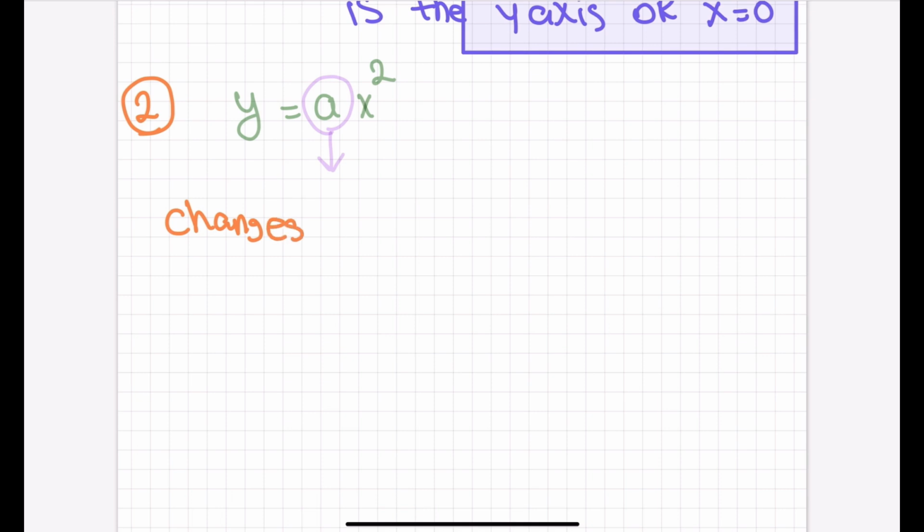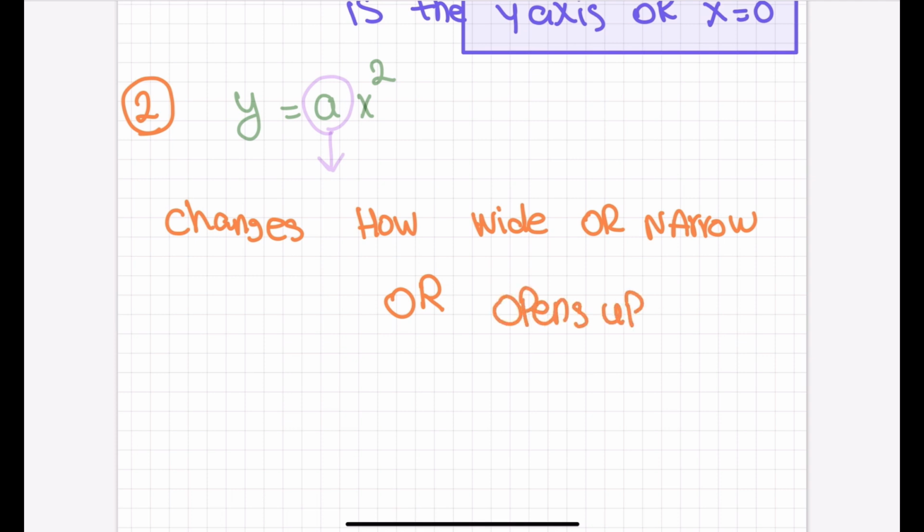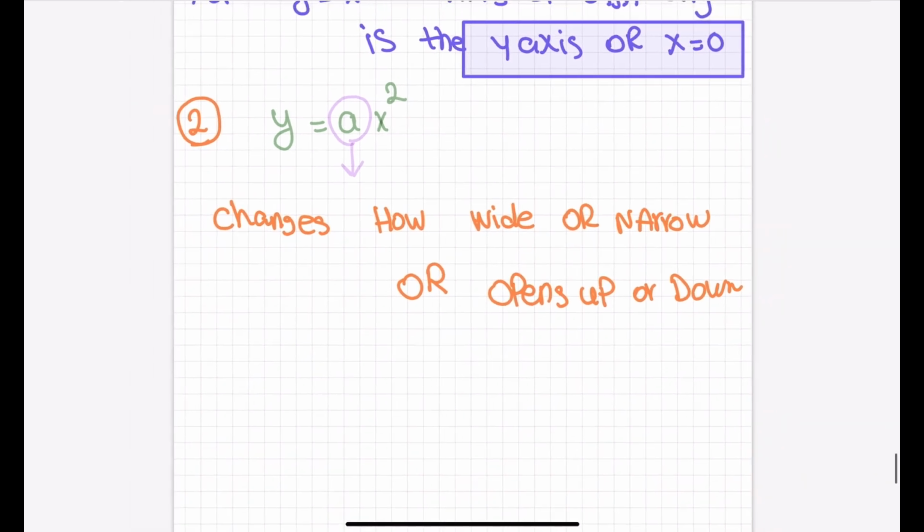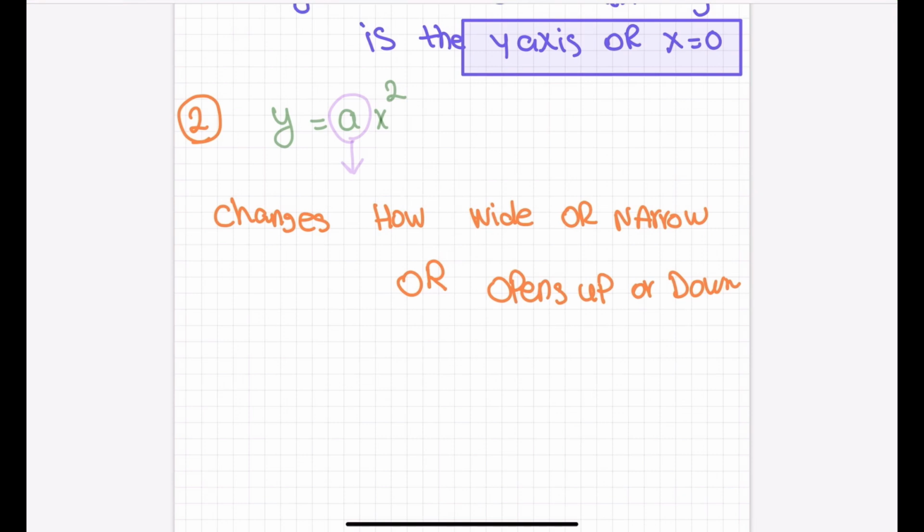So how wide or narrow the graph is, or does it open up or open down? For example, in this scenario. To sum up, a represents how wide or narrow the graph is, or whether the graph opens up or down.